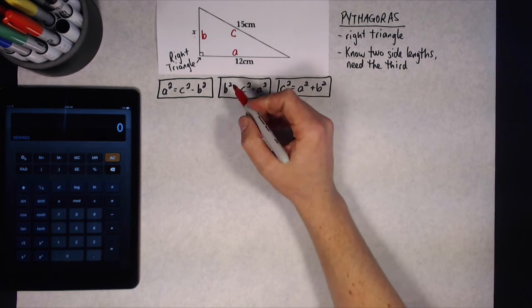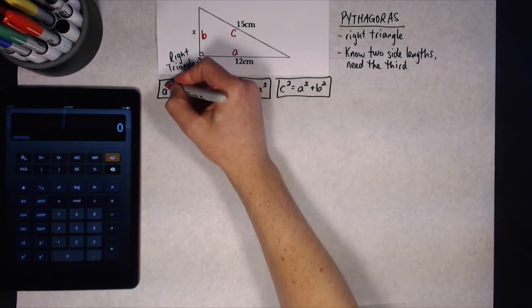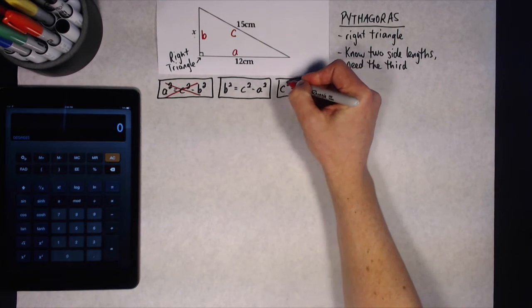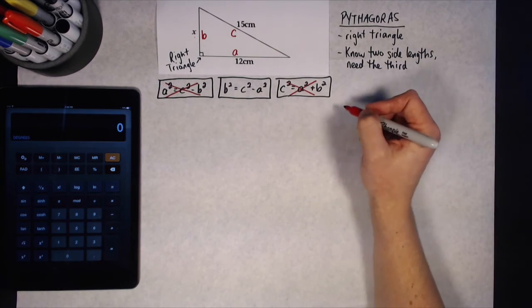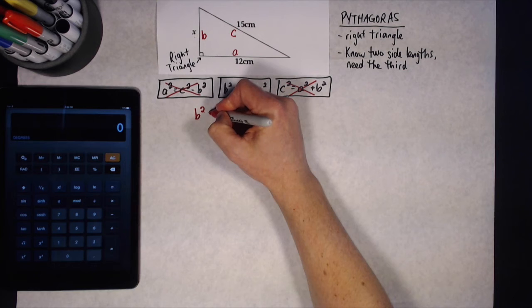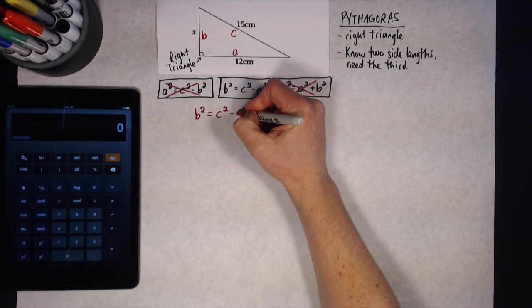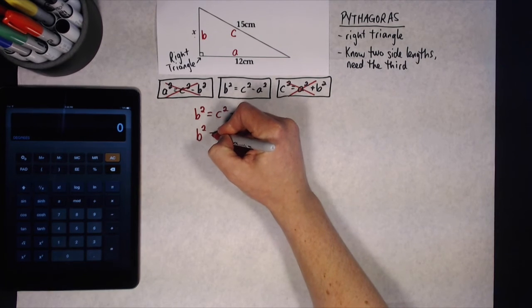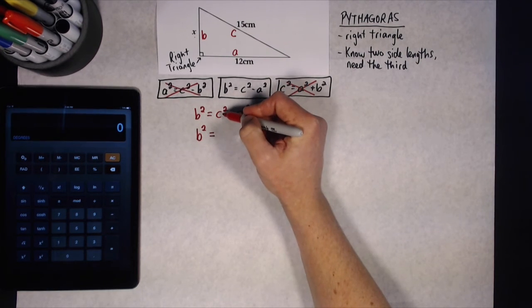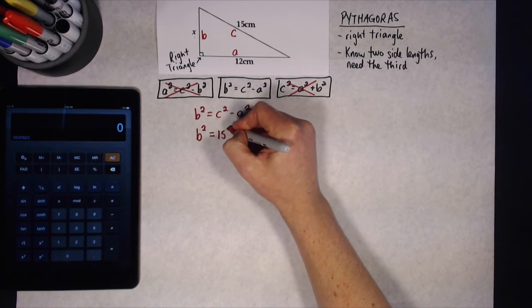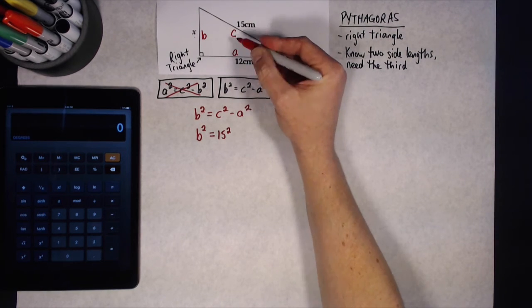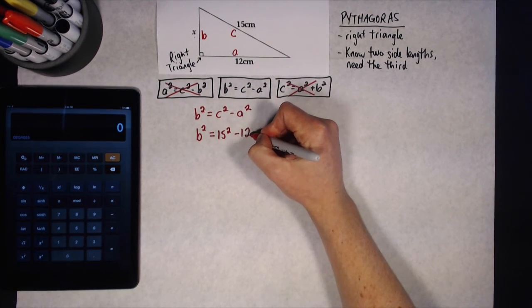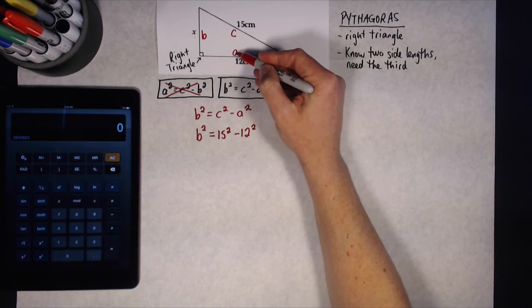So I'm going to use this formula right in the middle here. That means I don't need this version, and I don't need this version for this problem. So if I'm solving for side B, and B squared is equal to C squared minus A squared, then B squared is going to be equal to 15 squared, because that's the measure for side C, minus 12 squared, because 12 is the measure for side A.